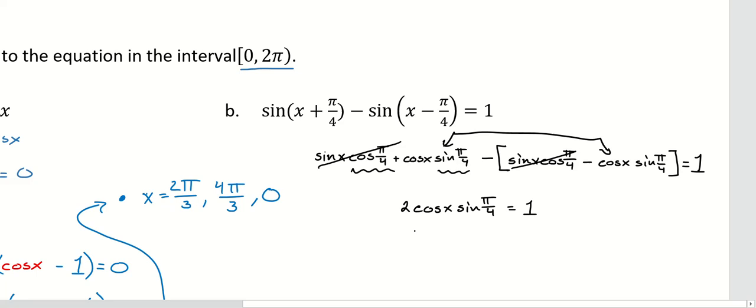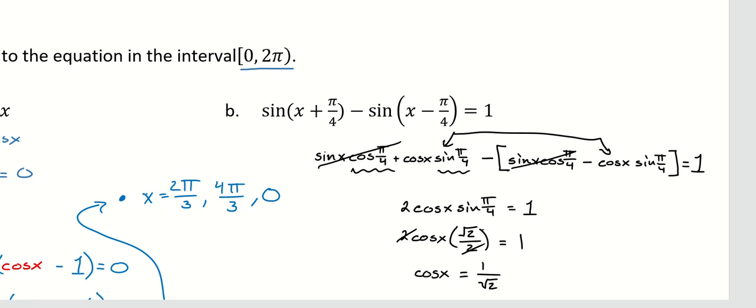Okay, so little steps from here. We have 2 cosine x times the sine of pi fourths, which is root 2 over 2, equals 1. I notice that that happens, and we now have root 2 times the cosine of x, or cosine of x times root 2, however you want to think about it, equals 1. I will divide both sides by root 2. So we get the cosine of x then is equal to 1 over root 2.